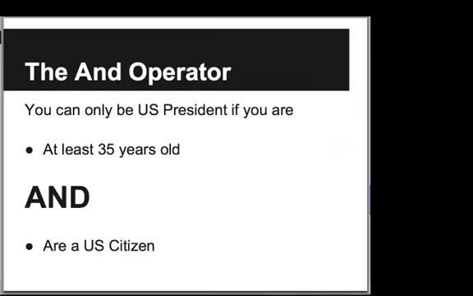The next operator is the and operator. For example, you can only be US President if you are both at least 35 years old and are a US citizen. So let's write a program to determine if you can be a US President.